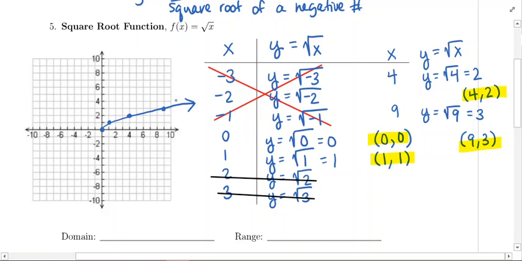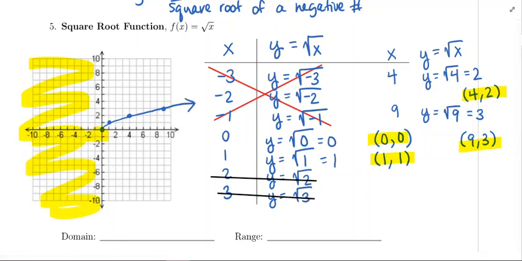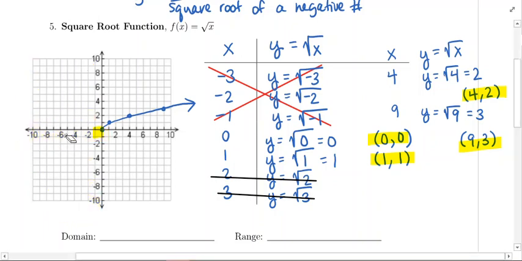Something you should notice is there is no graph over here. The reason for that is basically that on this side, to the left of the y-axis, is where your x values are negative. Remember, you can't plug in a negative x value. So that's why there is no graph to the left of the y-axis. So notice that. This is the complete graph.